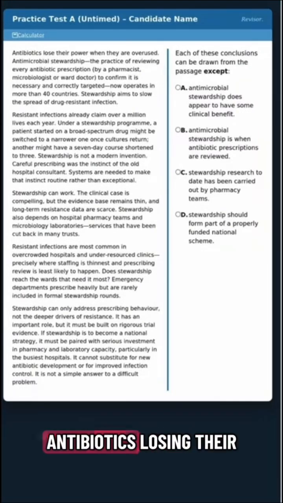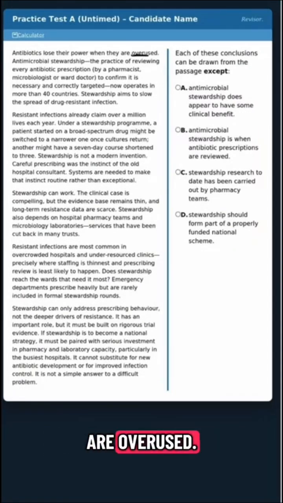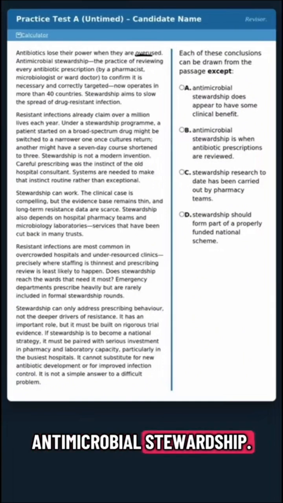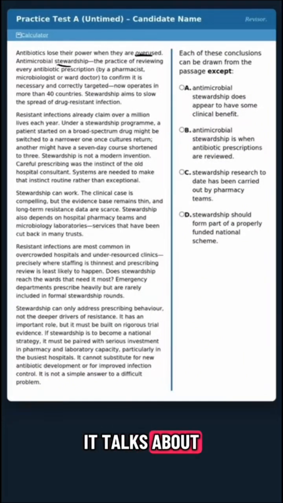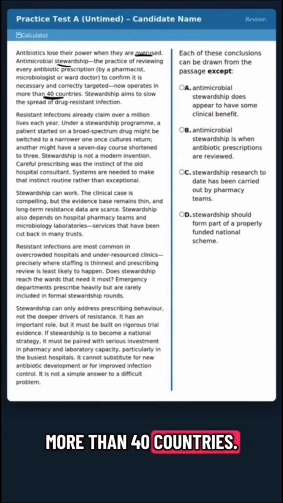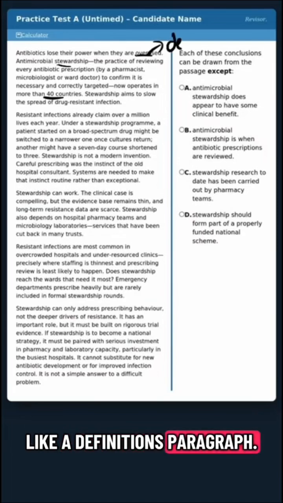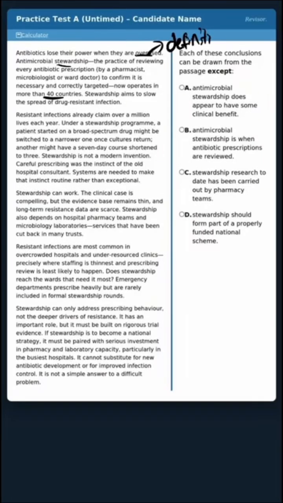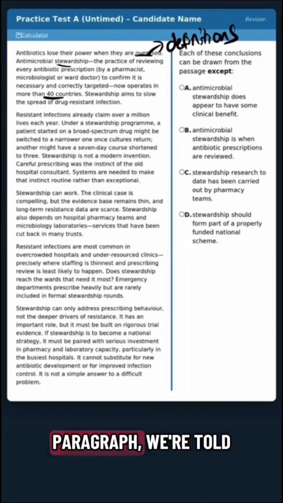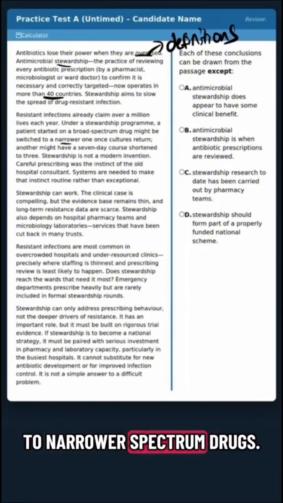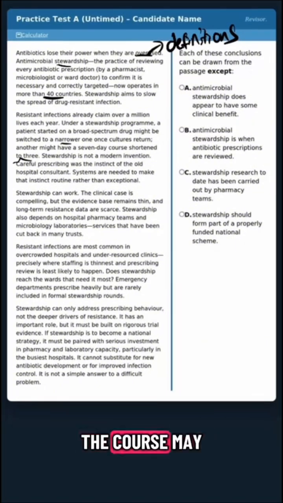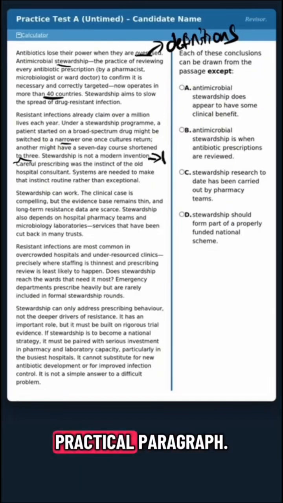It talks about antibiotics losing their power when they are overused. It talks about antimicrobial stewardship. It talks about it operating in more than 40 countries. So this feels like a definitions paragraph. In the second paragraph, we're told that we can switch to narrower spectrum drugs. The course may be shortened. Okay, so this feels like a practical paragraph.